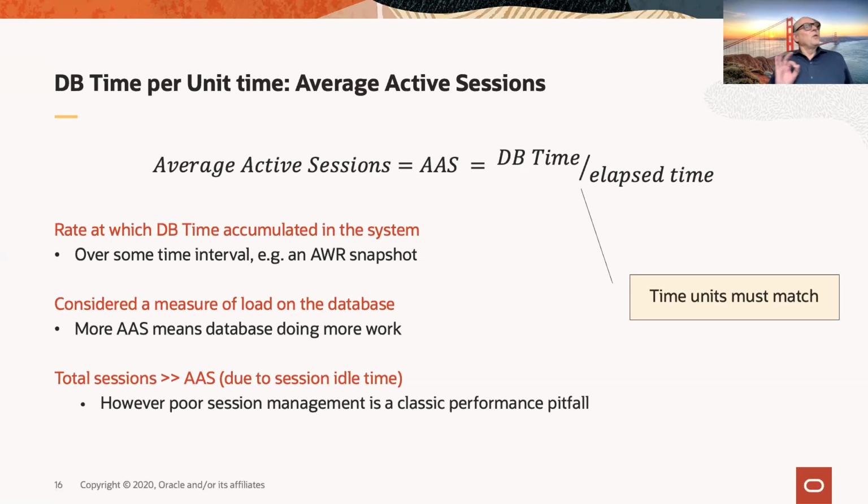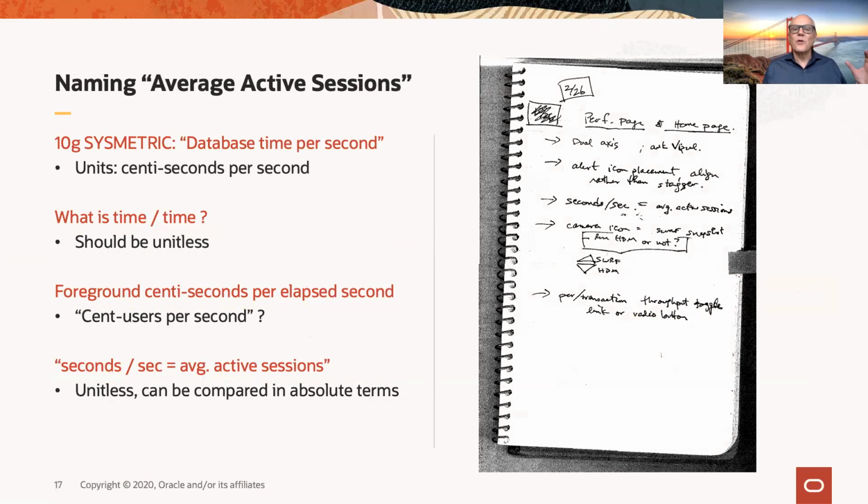So one of the things that takes care when computing average active sessions is that you match the time units. The mismatch in time units was a little bit of a humorous thing when we were trying to come up with this name, average active sessions. In 10G we had a sys metric. We were measuring database time, and we had all these sys metrics, transactions per second and so on. So we did a sys metric out of DB time. We're measuring this important quantity, so we divide by seconds.